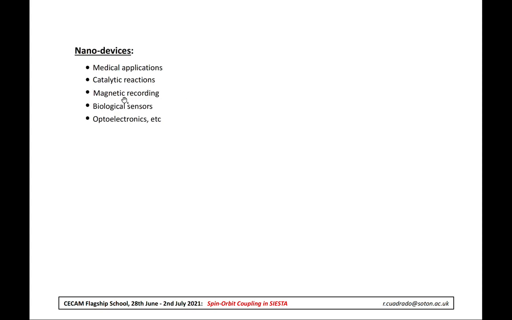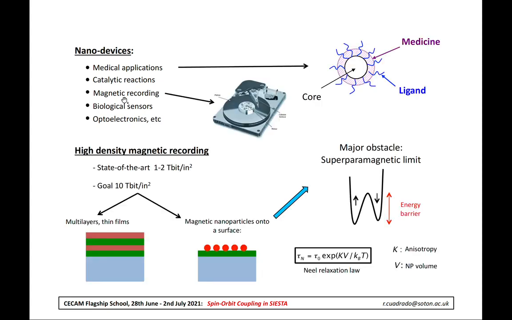Magnetism, and as a part of it, the inclusion of the spin orbit coupling in the theoretical description of materials, is very important because there are many applications in science in which the spin orbit is fundamental, such as drug delivery, catalytic reactions, magnetic recording, biological sensors, or the fabrication of optoelectronic devices, among others. Let's focus, for example, on the development of new magnetic materials to store information. Several geometric configurations are currently the object of research, such as multi-layer materials or nanoparticles supported on surfaces.